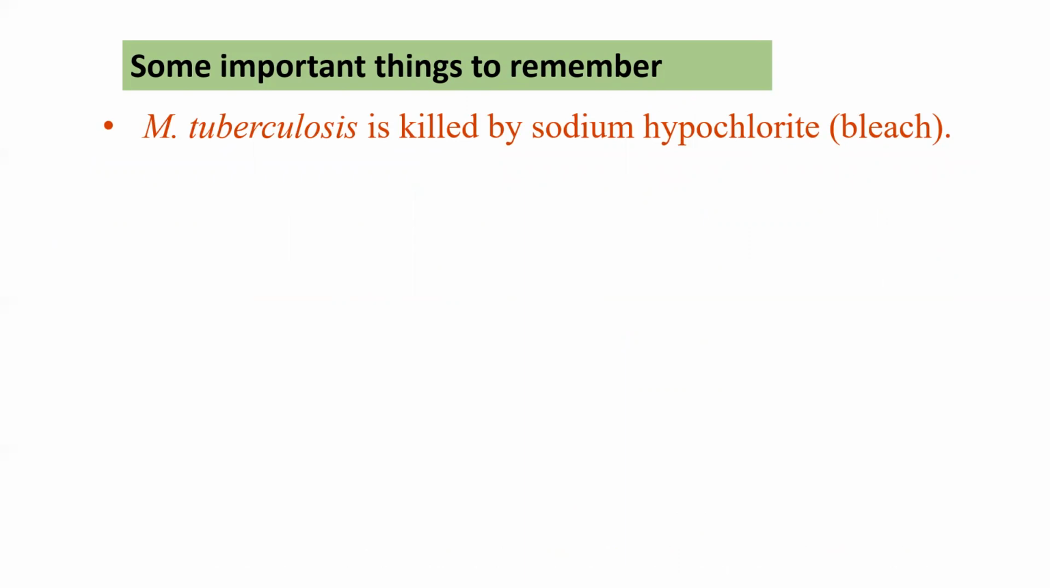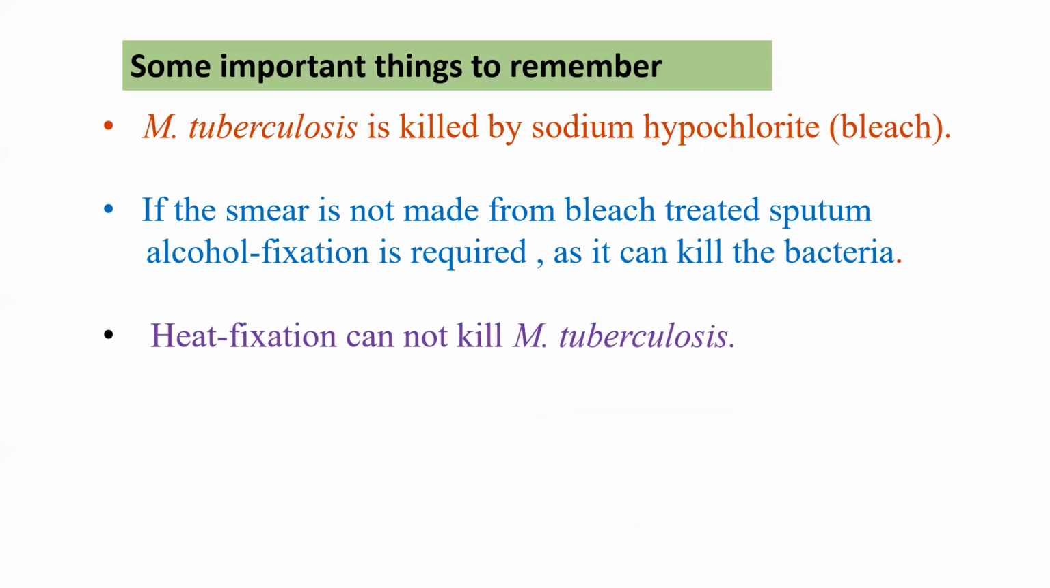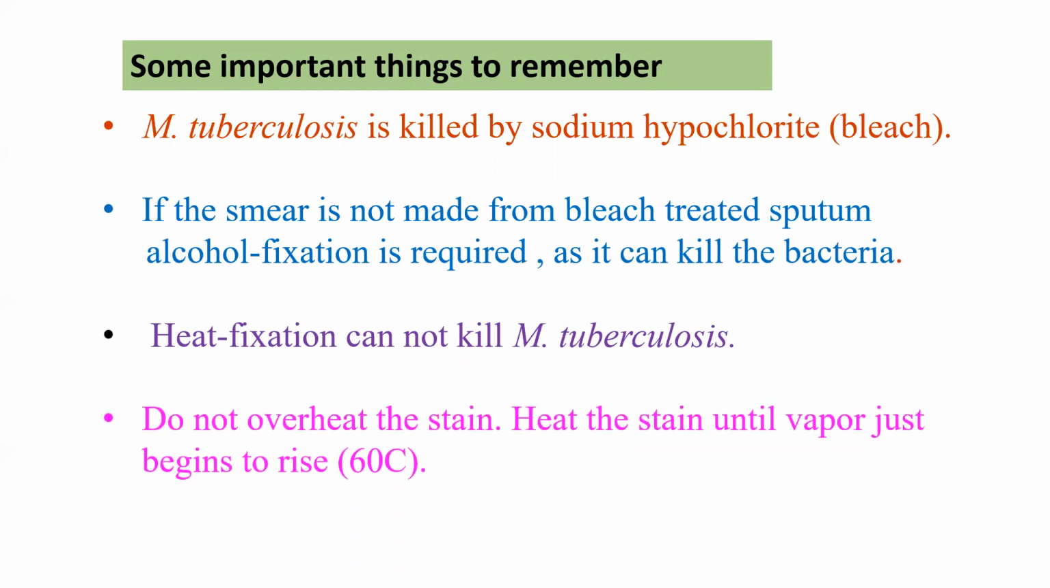Mycobacterium tuberculosis is killed by sodium hypochlorite or bleaching powder. So if the smear is not made from bleach-treated sputum taken from a patient, alcohol fixation is a must, as it can kill the bacteria. Heat fixation cannot kill Mycobacterium tuberculosis. And do not overheat the stain; heat the stain until vapor just begins to rise, about 60 degrees centigrade. Overheating will spoil the bacterial smear.